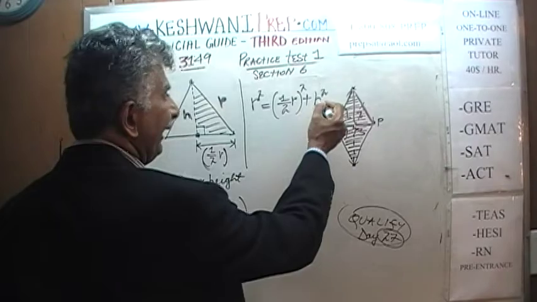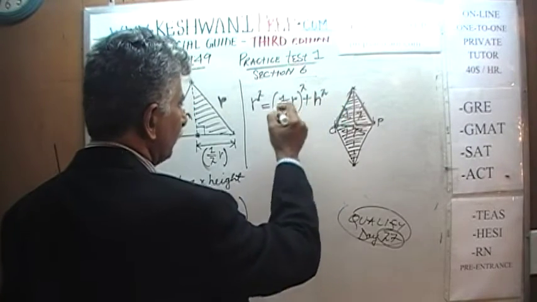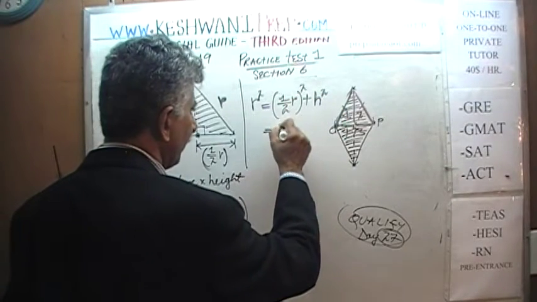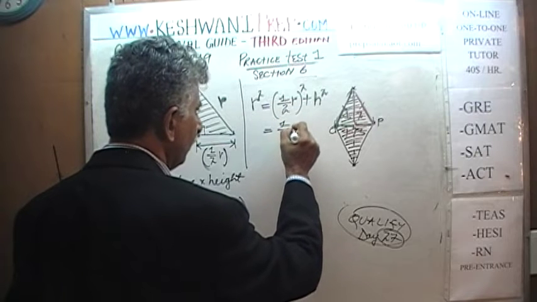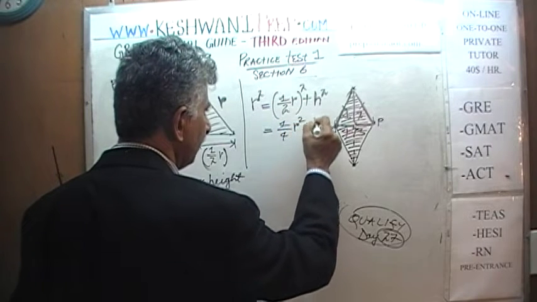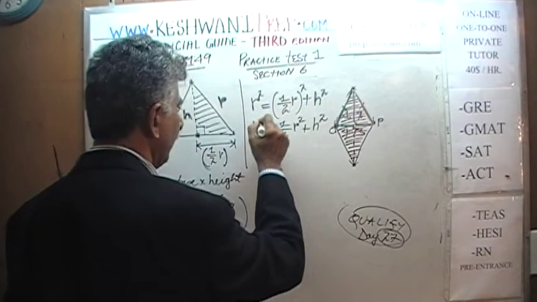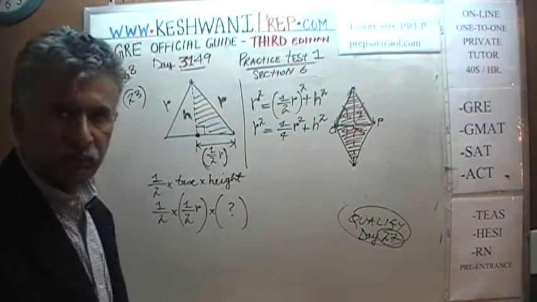So let's do that. H is the unknown here. Do you understand? So let's open it first. When we open this parenthesis, we get 1/4, because 2 times 2 is 4. 1/4 r squared plus h squared. And here we have r squared. Are you with me so far?